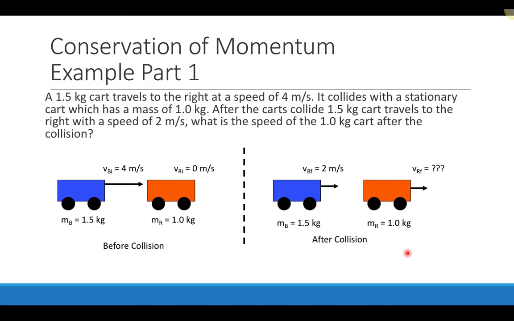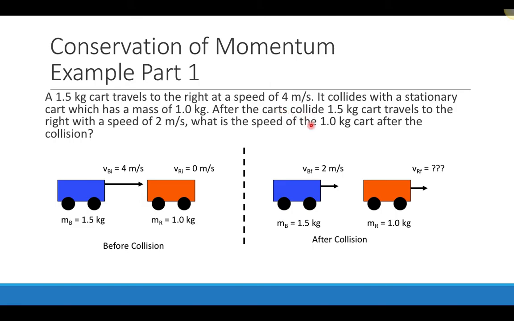So here I have a 1.5 kilogram cart that's traveling to the right at a speed of 4 meters per second. So that is the blue cart here. It has a mass of 1.5 and it's traveling to the right at 4 meters per second. It collides with a stationary cart, so there's the red cart. That cart has a mass of 1 kilogram and it's stationary, so it does not have any initial velocity and therefore it has no initial momentum. This is the situation before the interaction or before the collision.